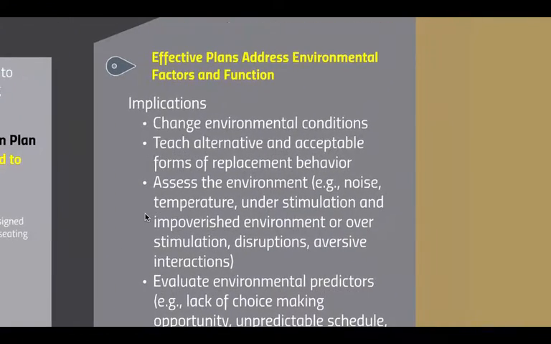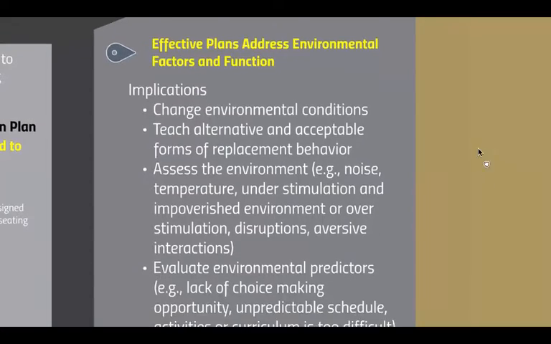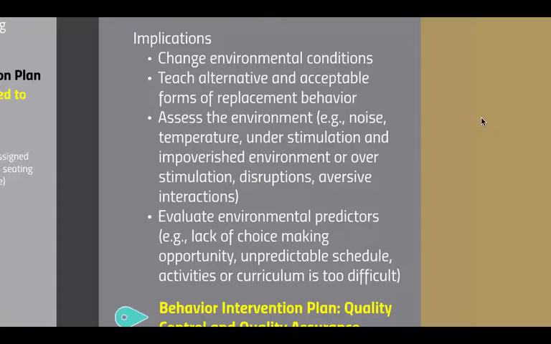The next thing that we need to do in developing the behavior intervention plan is to address the environmental factors and the function of the behavior. And the implication here is that we need to change environmental conditions. We need to teach adaptive and alternative and acceptable forms of replacement behavior. That's what's referred to as functionally equivalent replacement behavior.